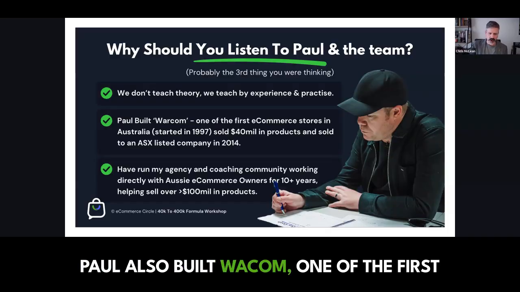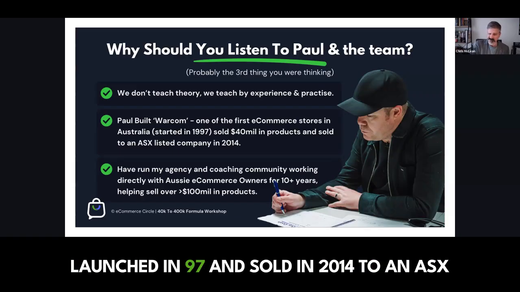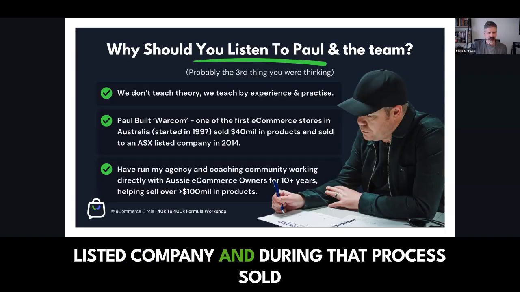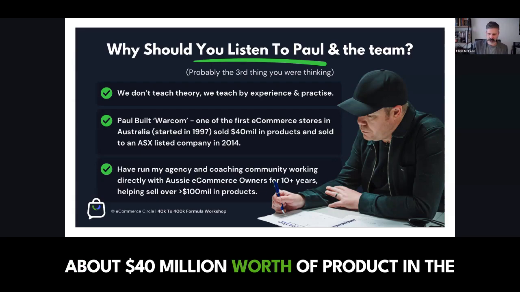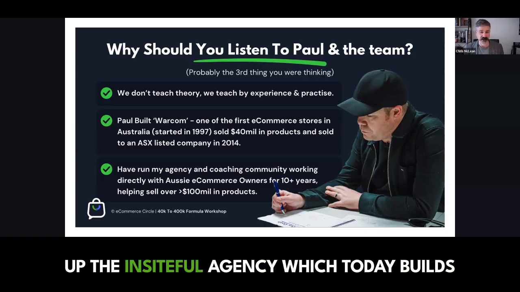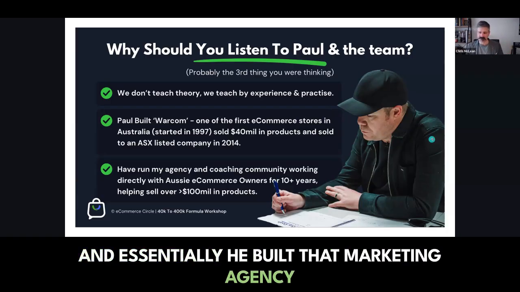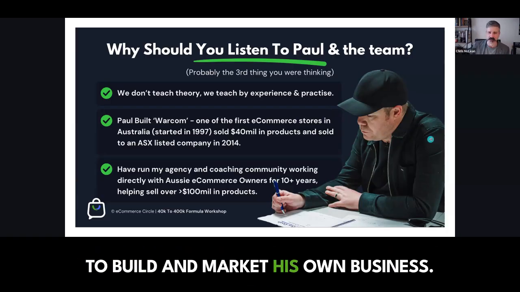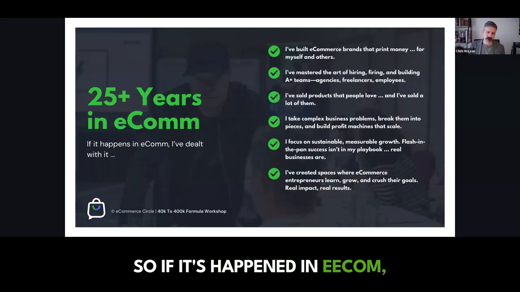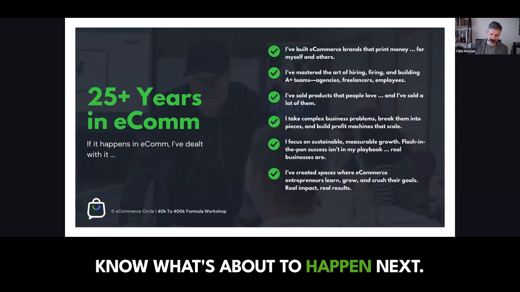Paul also built Warcom, one of the first e-commerce stores in Australia, which he launched in 97 and sold in 2014 to an ASX listed company. And during that process, sold about $40 million worth of product in the tech space. And during that process, he also set up the Insightful Agency, which today builds about 100, 150 Shopify websites a year. And essentially, he built that marketing agency to build and market his own business. So if it's happened in e-com, we've been there, we've done that. We can see around the corner, we know what's about to happen next.